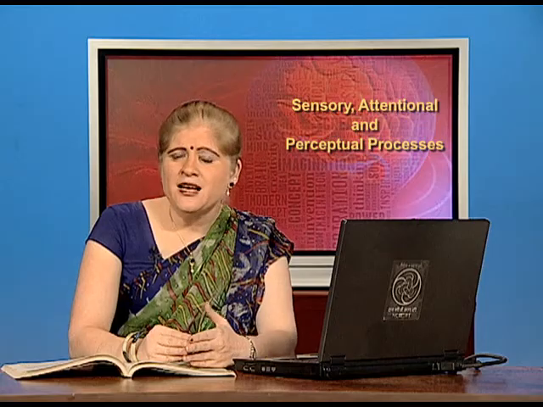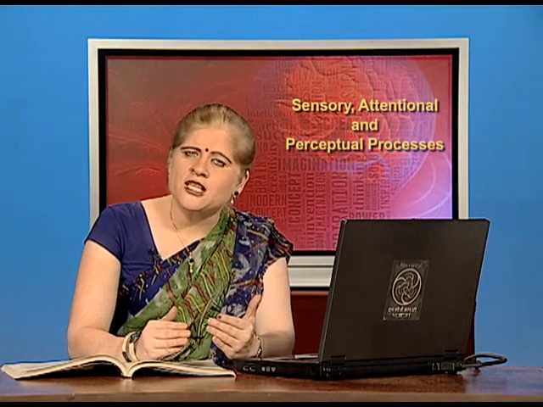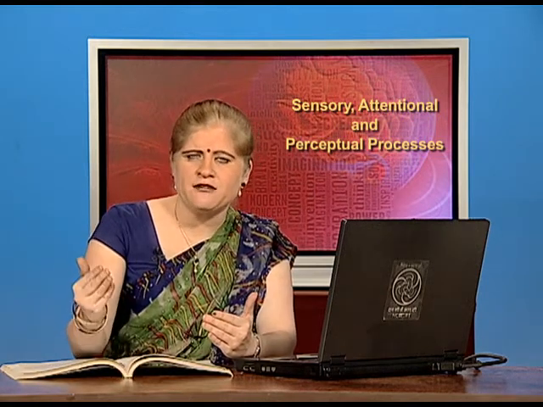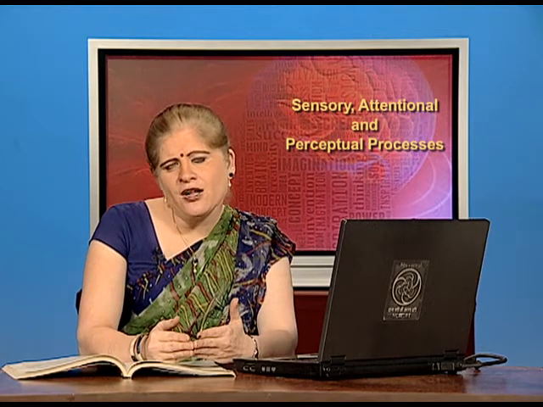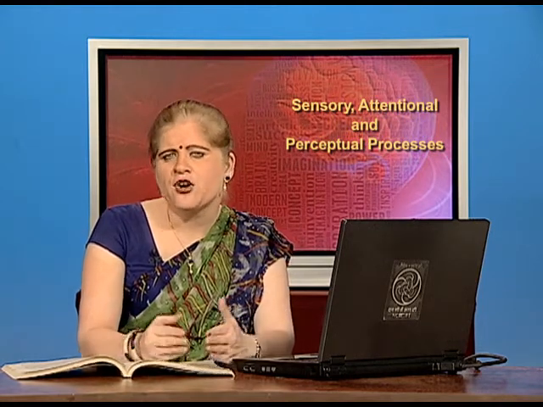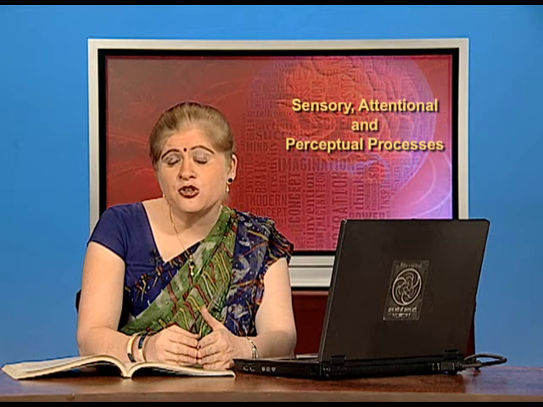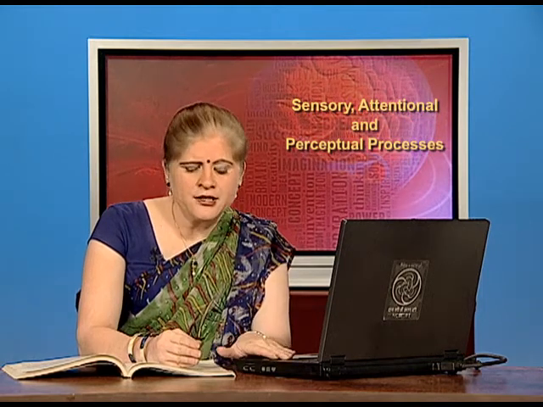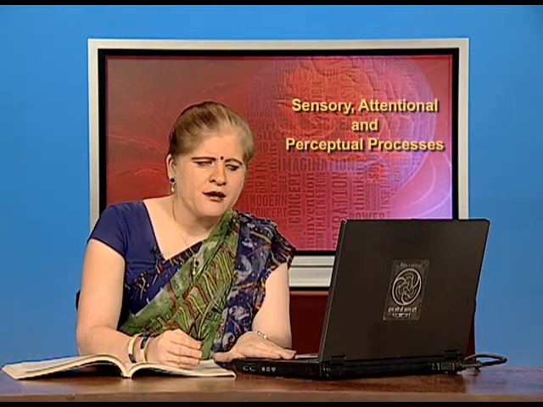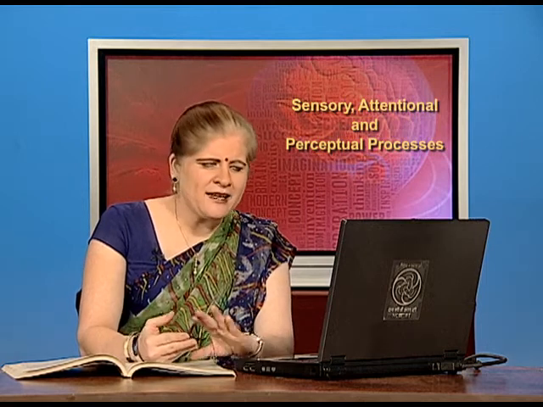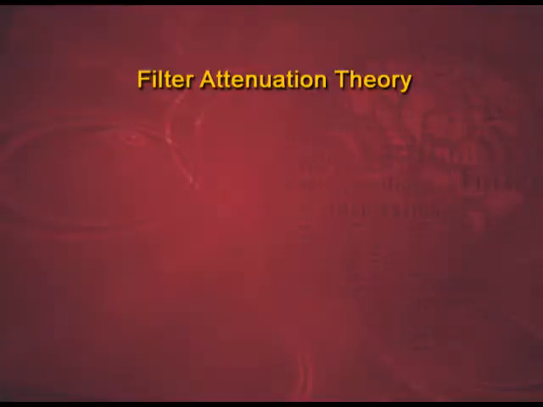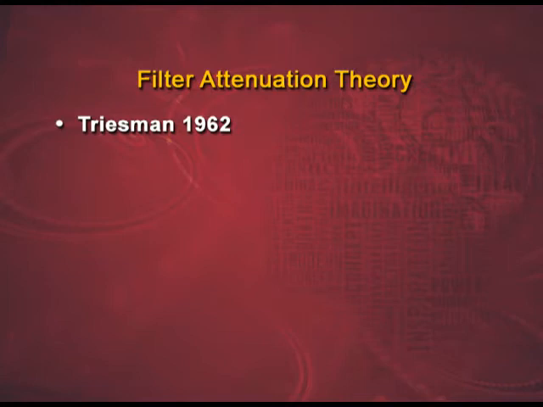How simple! Something that is allowed by the short-term memory to move up the receptor levels is recognized and all the others remain out of our sphere of attention. But isn't it too simple to be accepted? Therefore, a second theory changed it a little bit, and in 1962, Treisman proposed the filter attenuation theory. It is a modified filter theory.